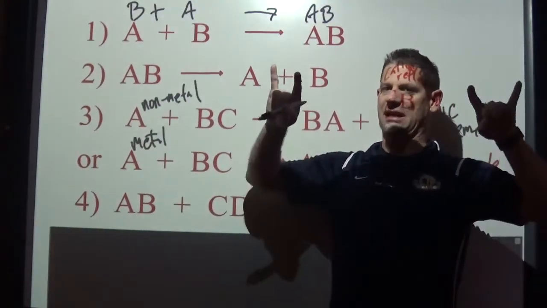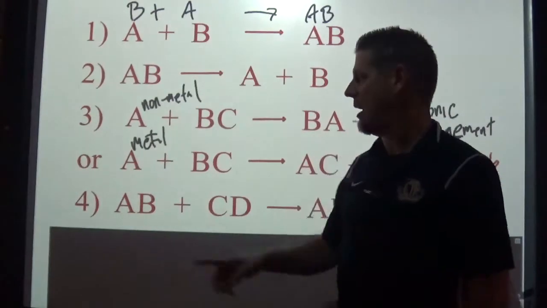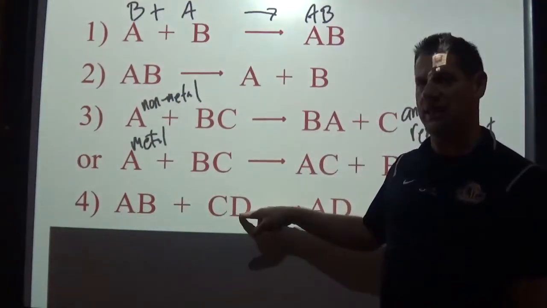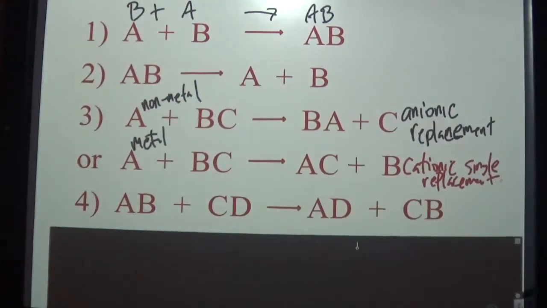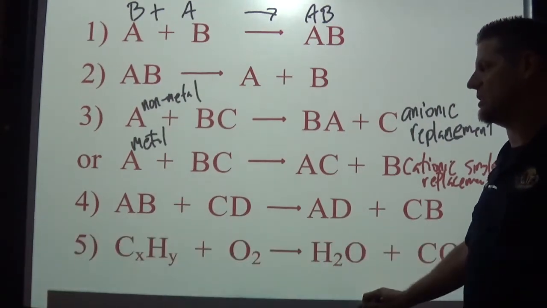So what happens is it's like square dancing and they have to trade partners. A is going to hook up with D, C is going to hook up with B, and we end up with these compounds AD and CB. This is a double replacement reaction. Okay? The last one, combustion, is a little bit different.